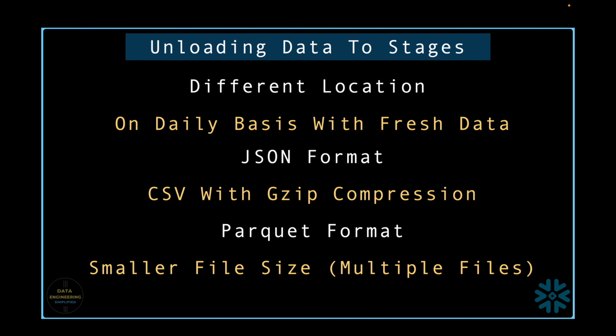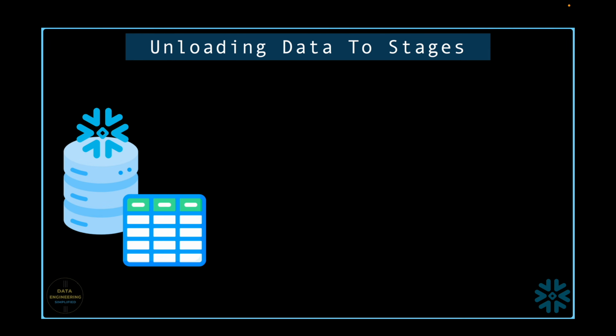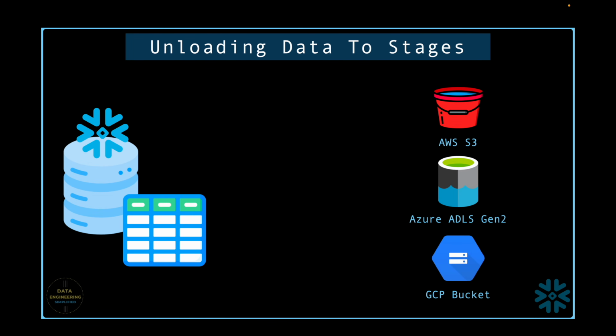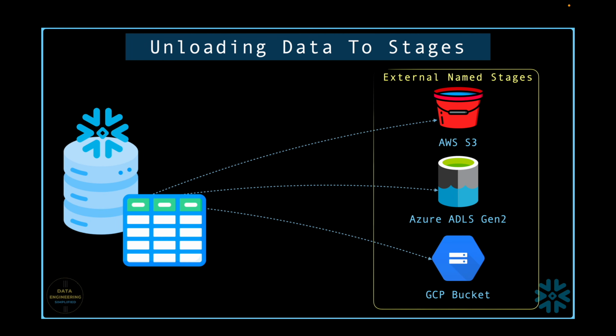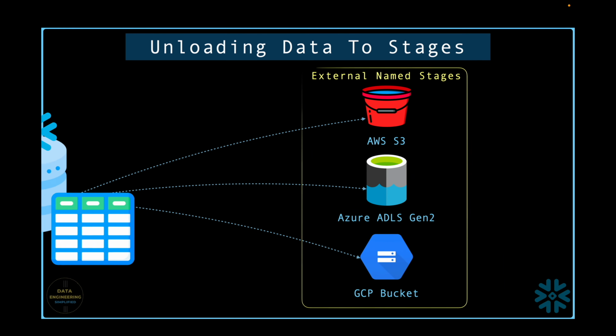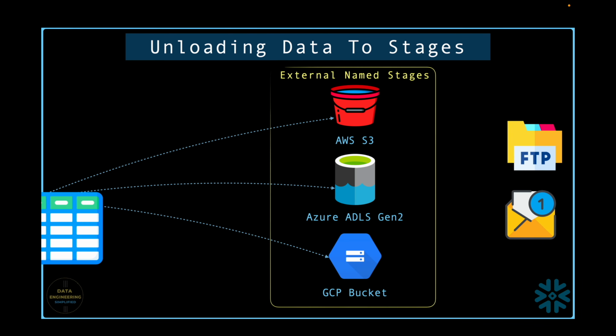And you must have an option to achieve this in Snowflake. To serve this requirement, Snowflake allows us to unload data directly into a stage location, be it an AWS S3 bucket or ADLS Gen 2 or a GCP bucket. These stage locations are called external named stages. Once the bulk unload is done in the stage location, your data project needs to place the unloaded file into an FTP location, or some might send the data file via email to a third party.